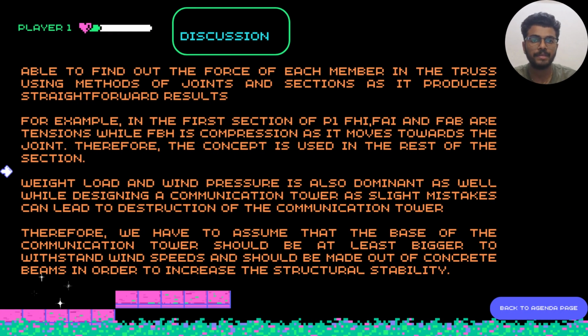From the calculation we did, we were able to find out the force of each member in the truss. Using the method of joints and sections produces straightforward results. Some forces of the members in the method of sections are compression as they move toward the joint, while others are tension as they move away from the joint. Furthermore, weight load and wind pressure are also dominant in designing a communication tower, as slight mistakes can lead to destruction of the communication tower. We should also be concerned about the place, to reduce exposure to strong wind.